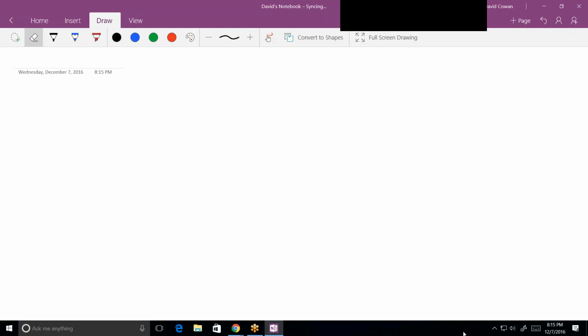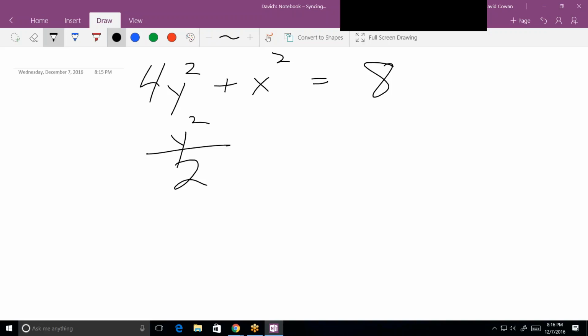4y squared plus x squared equals 8. Okay. What's the first step here? At this point, I can't even tell whether it's horizontal or vertical. What do I have to do? You divide by 8. Okay, so that gives us y squared divided by 2 plus x squared divided by 8 equals 1.